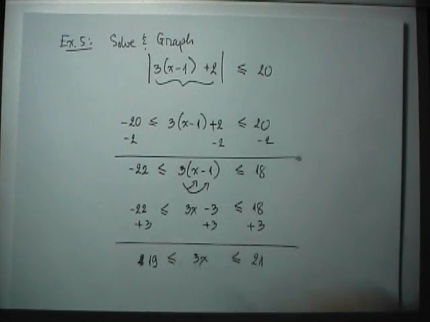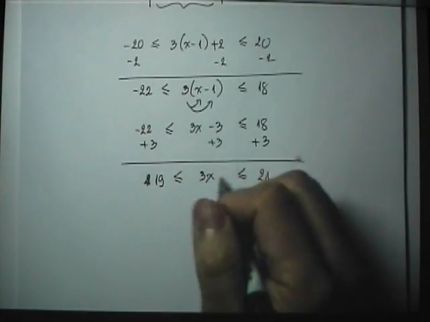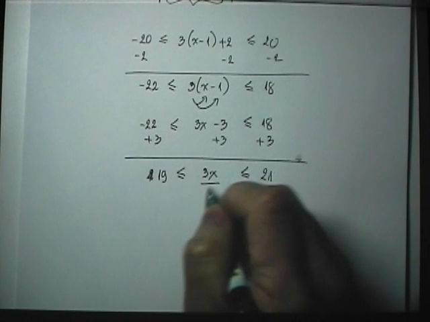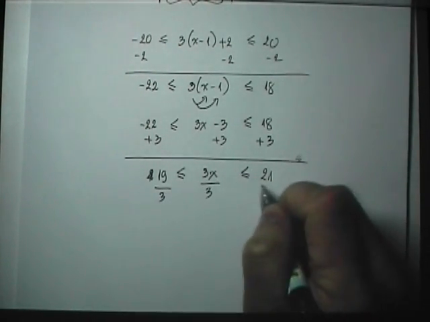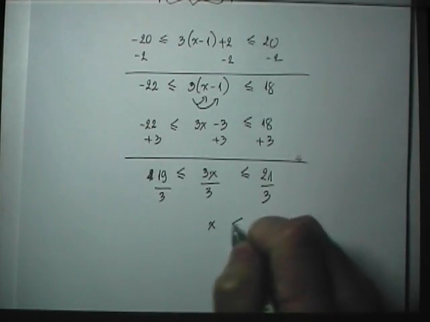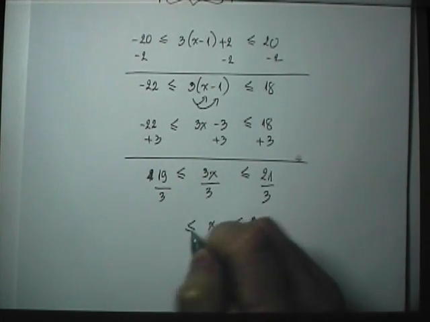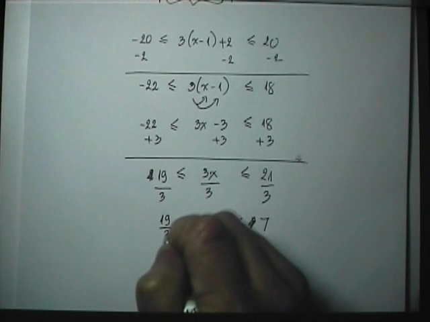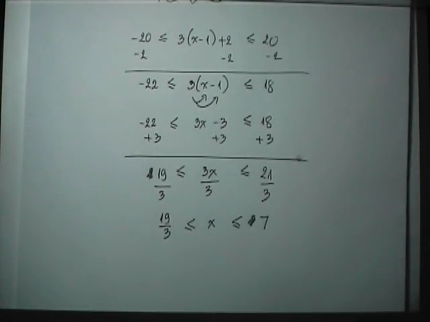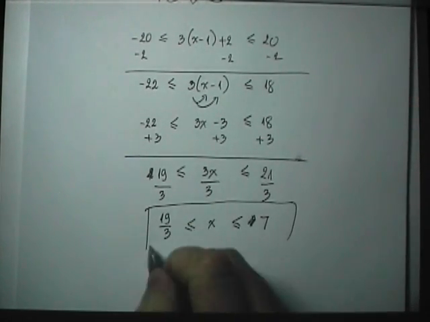here it's just 19. And so finally, to come up with the solutions, dividing both sides by 3. That gets me x less than or equal to 7, and greater than or equal to 19 over 3. And so that is my logical solution here. And then graphing the solutions.